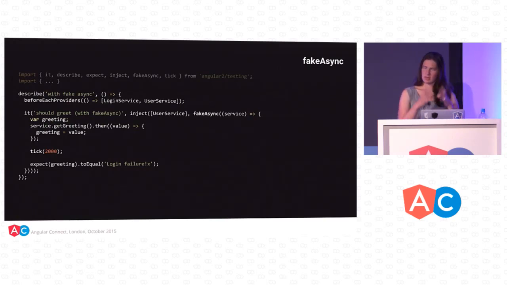We've wrapped everything in a call to fakeAsync. We store the value for the greeting that we will get when we call back from the promise. We use tick to move time ahead by 200 milliseconds. And then, synchronously, we expect that the greeting is equal to whatever we want. So this is another option that you can use to deal with asynchronous tests and make them run faster and have fine control over exactly when things fire.